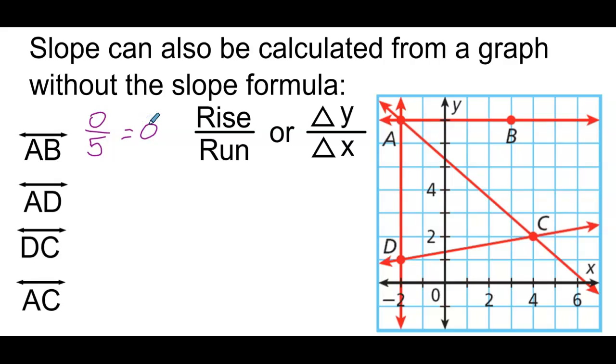Line AD. My rise is 1, 2, 3, 4, 5, 6. Negative 6 because I went down from A to D, over 0. Again, I can't divide by 0, so that's undefined.